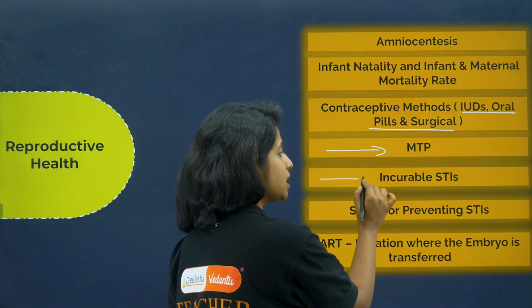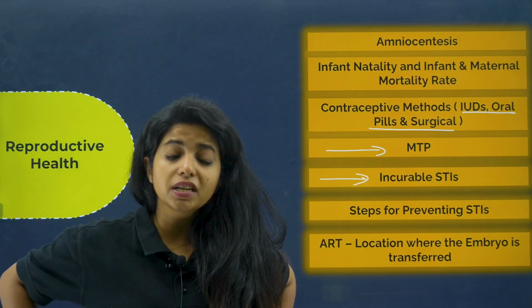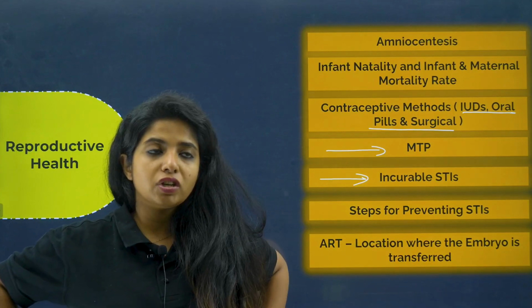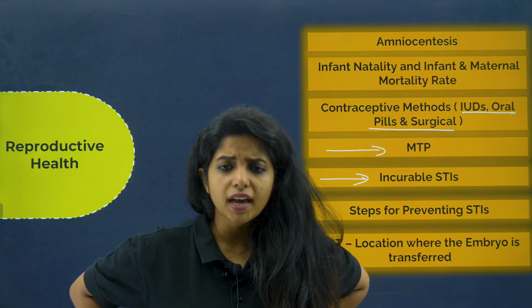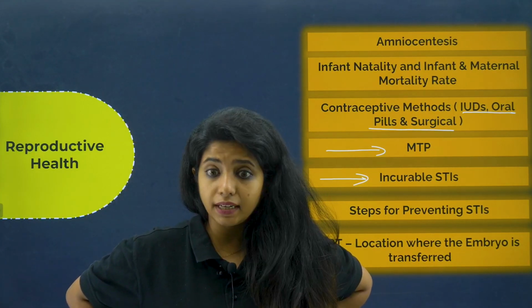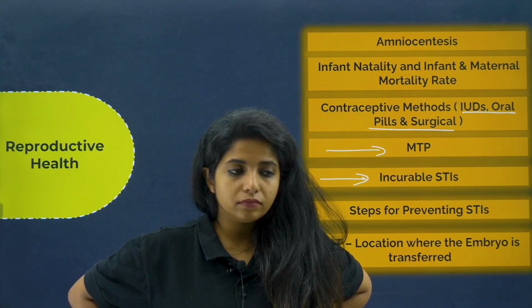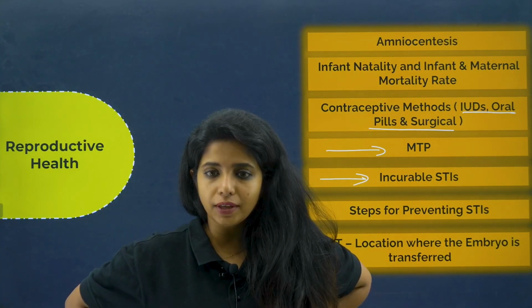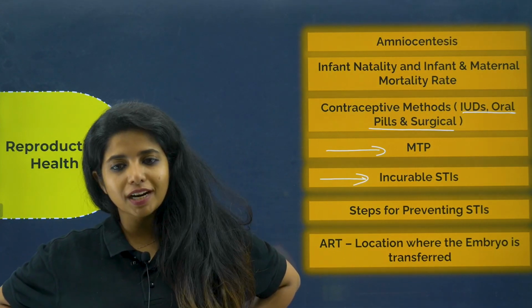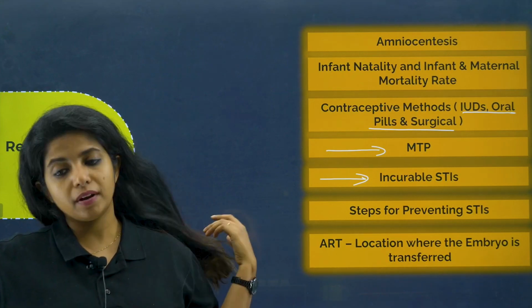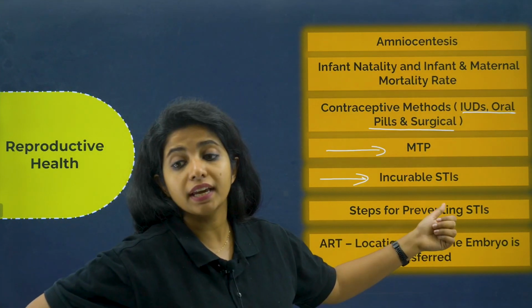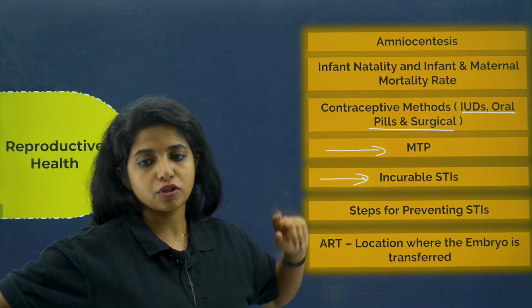Now incurable STIs. Under sexually transmitted diseases there are certain incurable ones. For example, you have genital herpes, and you have hepatitis, and then HIV. So these are all incurable, all of them start with H, so you can remember like that. Now steps for preventing STIs, that is also given in 3 points, very much important.